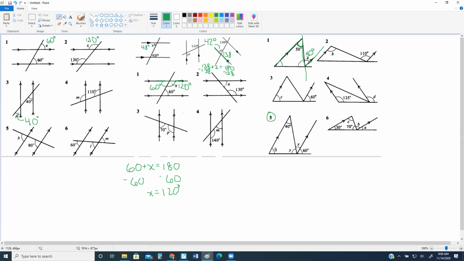Let's see. I know that these lines are parallel. This line is not parallel, but it's a transversal coming down. I'm just going to extend it out a little bit. I know that this is 40. I know that this is 60. I know I have a triangle here. Let's see, what can I do? So this one and this one are alternate interior angles. So 40 and x are alternate interior angles, so x is 40.